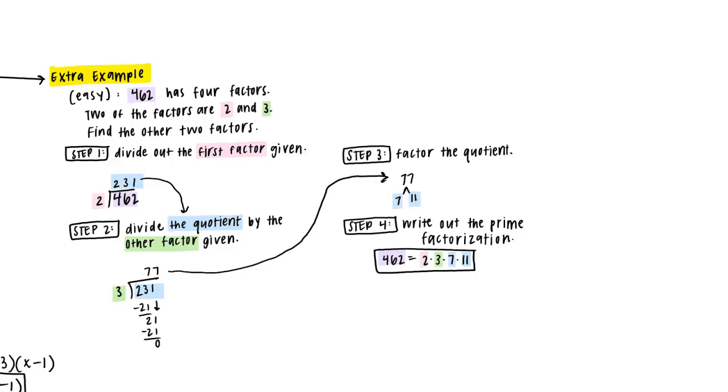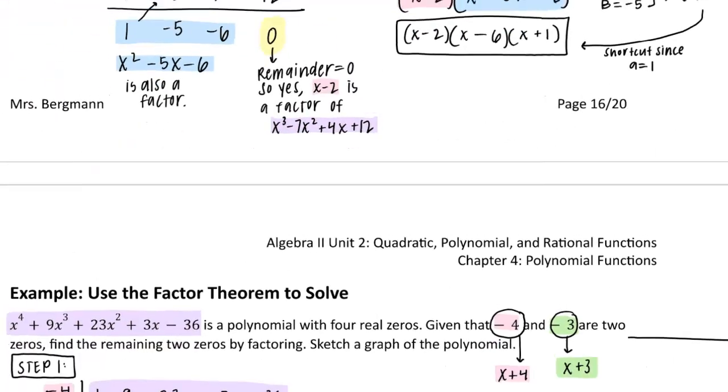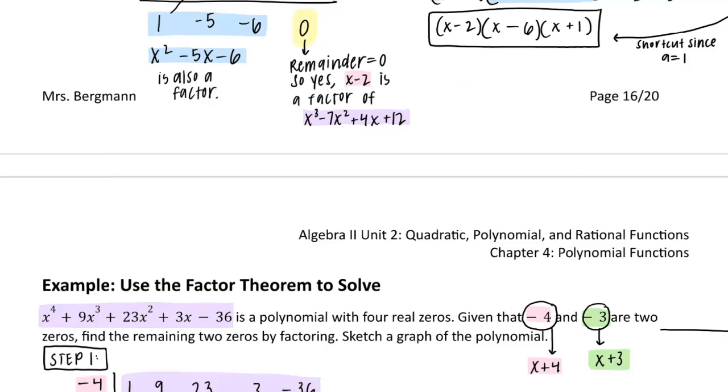Now let's take that idea and apply it to this problem that we just read. First, you have to remember the part from chapter 3 that says if negative 4 is a 0, then that means x plus 4 is a factor. Or if negative 3 is a 0, x plus 3 is a factor. Because remember, if you solve x plus 4 equals 0, you have to subtract 4 on both sides. That's how you get x equals negative 4.